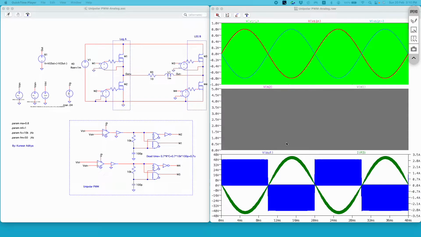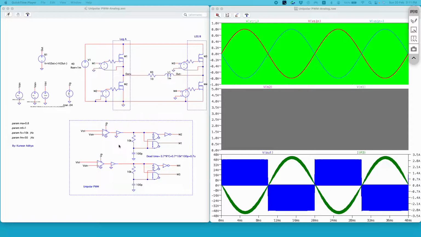My name is Kumar Aditya, and in this video I will show you how to simulate unipolar PWM in LTspice. So here I have a full bridge inverter, a single phase inverter, and this dotted line shows you the circuit or logic to implement the unipolar PWM technique.